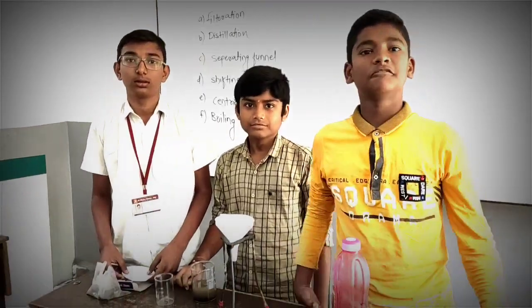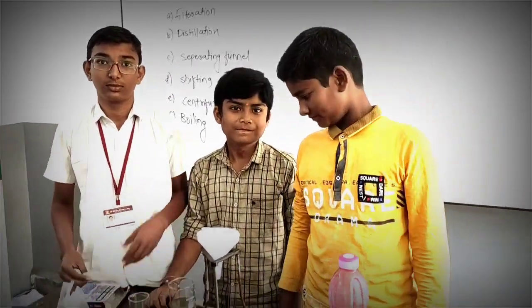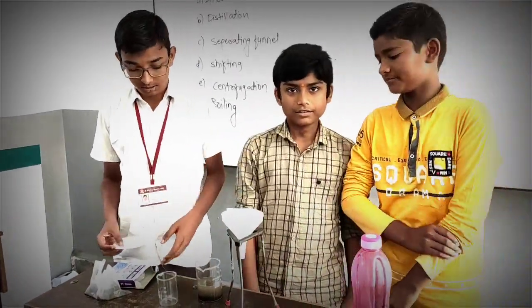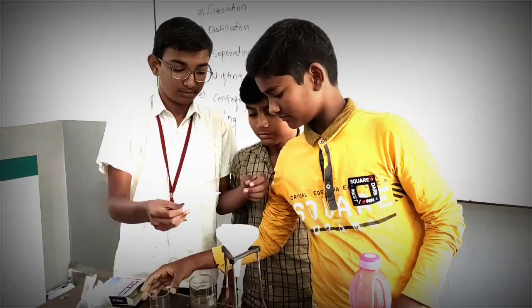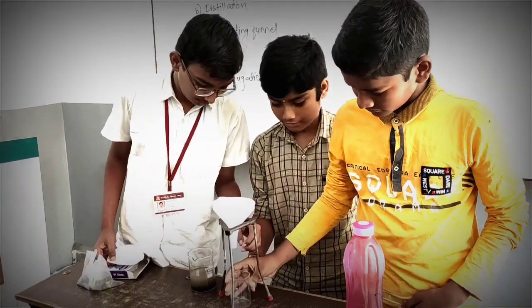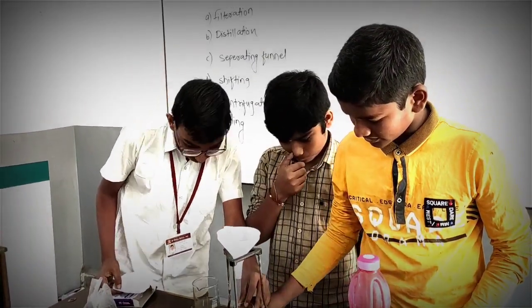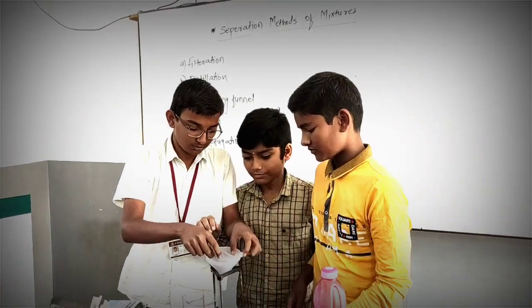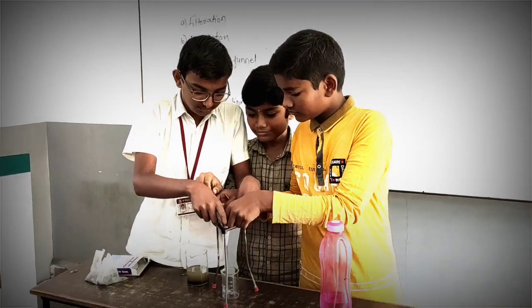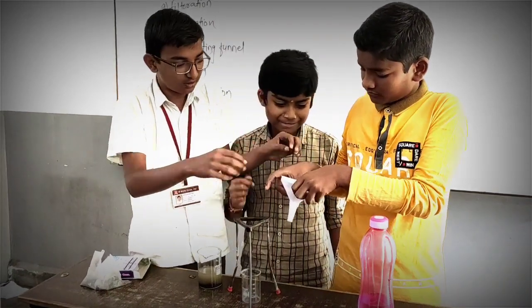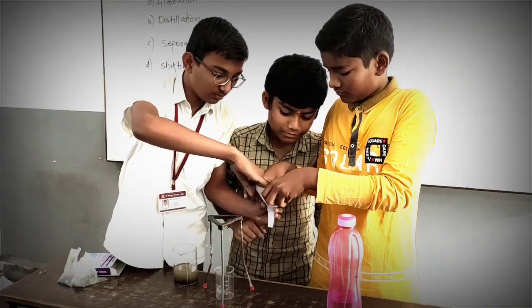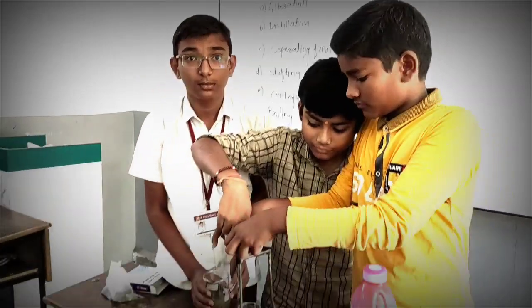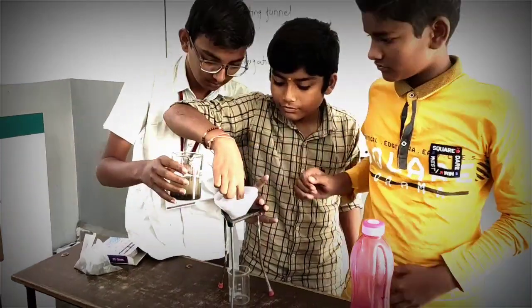Now which method will we use? Filtration method. Okay. In the filtration method, what do you need? Funnel and stand. Okay. Now keep the small beaker under the funnel. Properly? Yes, sir. Now pour the mixture. First apply the filter paper on the funnel. Okay, Vivek, now take the mixture and put it.